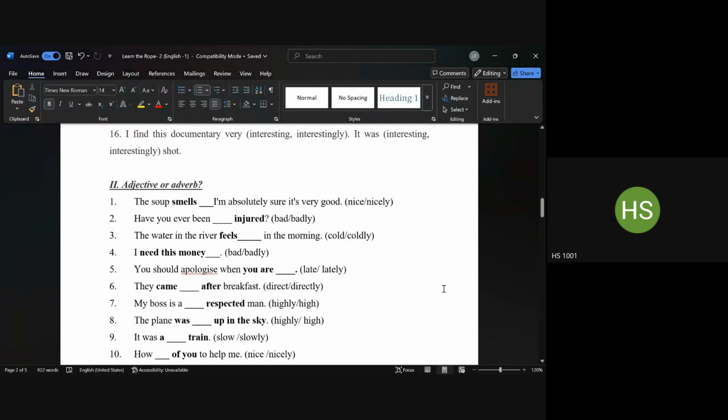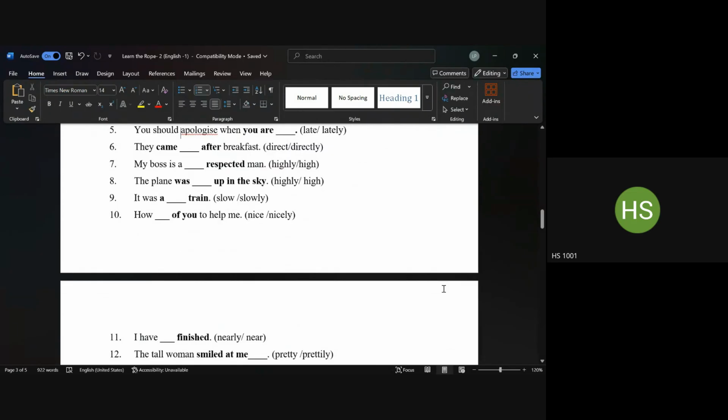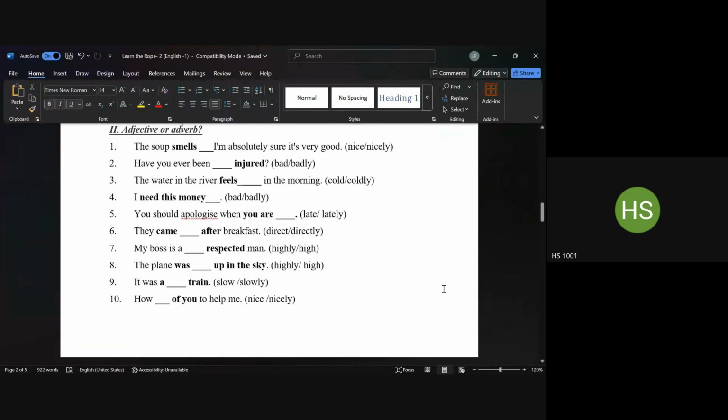Okay, so next exercise. Again, we are going to meet a few more adjectives and adverbs which may have multiple uses, words which can be used both as adverbs and adjectives. Based on your understanding of the context of the sentence, you need to figure out which one you would use. The first one: the soup smells dash. I'm absolutely sure it's very good. So is it nice or nicely? Smells nice, right?